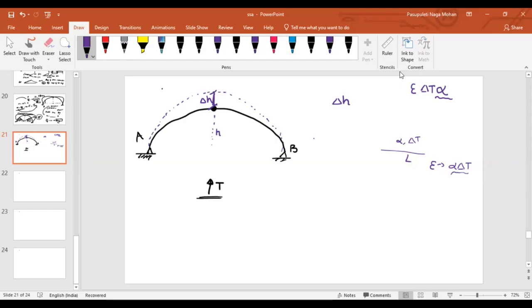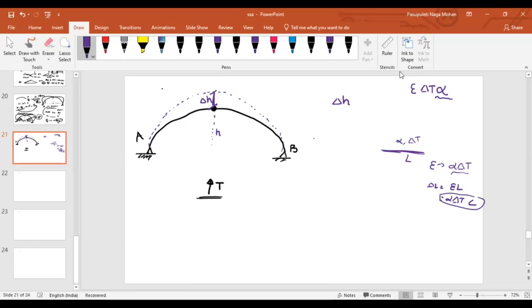So if you want to find the change in length, that's how you will do it. Strain into total length, that means alpha into delta T into L. So this is how you are going to find it out. Isn't it? Now, how are we going to apply the logic here? Here it is truly along the length, that's why we have simplified it as alpha into delta T into L.